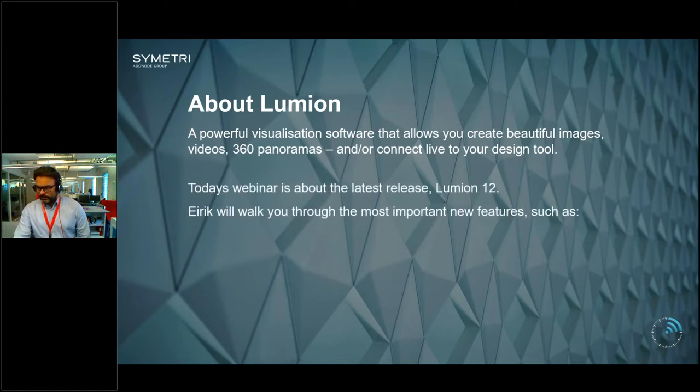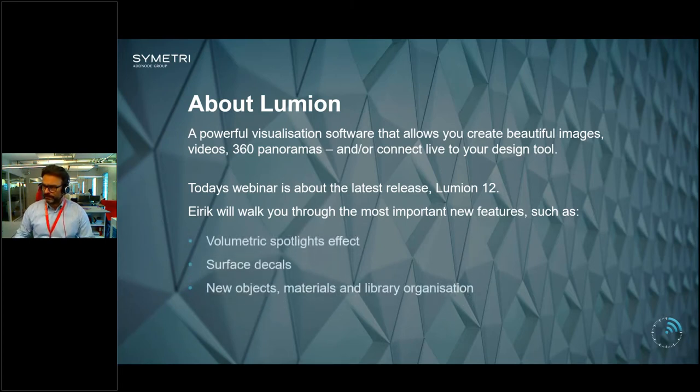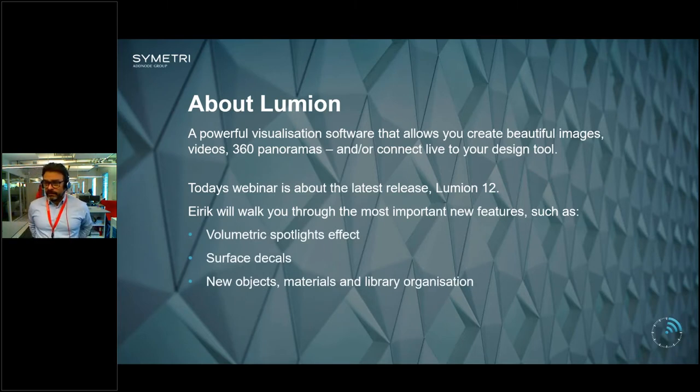Today, we are going to concentrate most on the latest release, Lumion 12. It was launched in November, so it's quite new. I hope that many of you already have downloaded it and start using it. If so, it's always good to get an intro of the new features. So Eirik, you will walk us through some of the most important new features. Here are three of them: volumetric spotlight effects, surface decals, and walk a little bit through the new objects, the new materials, and the new way of organizing the library. And you know, that's all I was thinking I would say before Eirik's presentation.